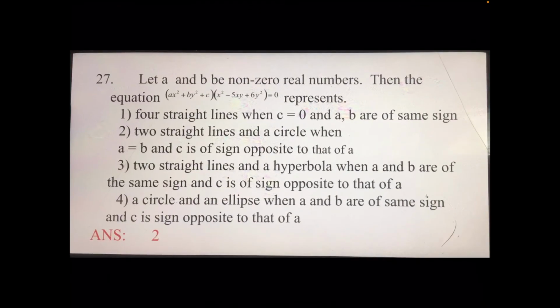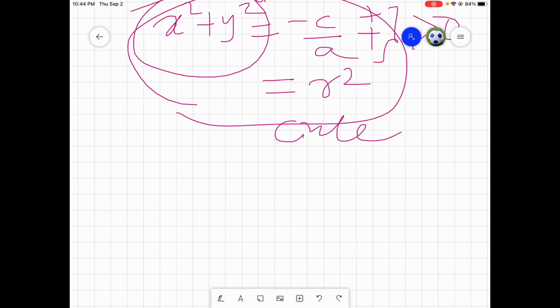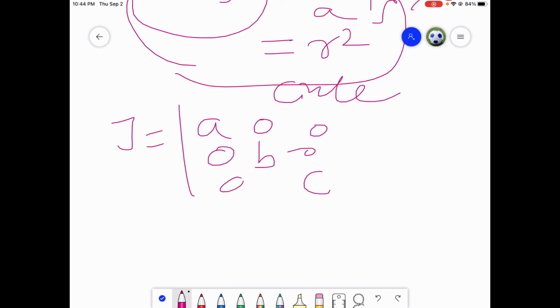Let's talk about option number 3. What are they saying? A and B are of the same sign and C is of the opposite sign, right? Exactly the same case, right? No, sorry, they are saying A is equal to B. In option number 3, they are saying A and B are of the same sign and C is of the opposite sign to that of A. Okay, let's try to solve that too. Let's try to eliminate that option too, right? So what is my J? My delta is going to be A, B, C, right?